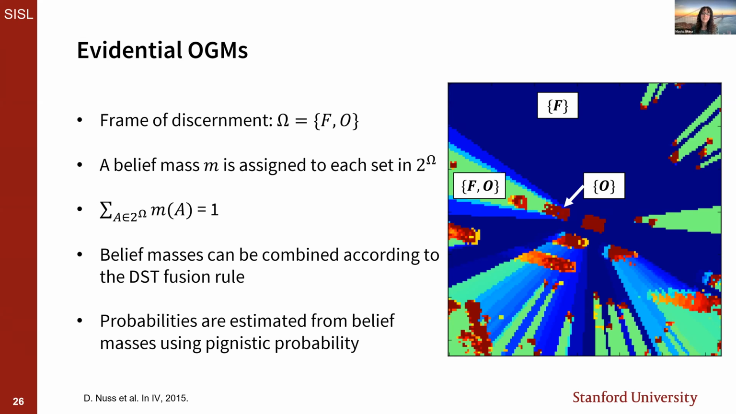Belief masses must sum to 1 over the power set, akin to probabilities over singleton sets. The DST fusion rule allows for the update of a belief mass in each grid cell with a new belief mass from the sensor measurements. The resulting belief masses can then be collapsed to an estimate of probability masses over singleton sets using a transformation like the pignistic transformation mentioned here.